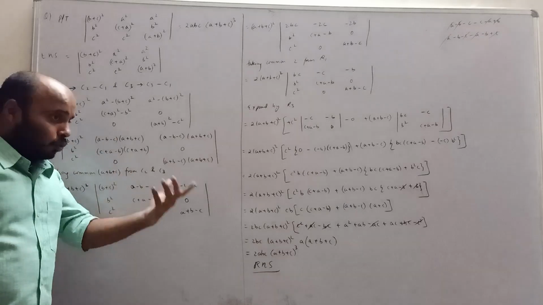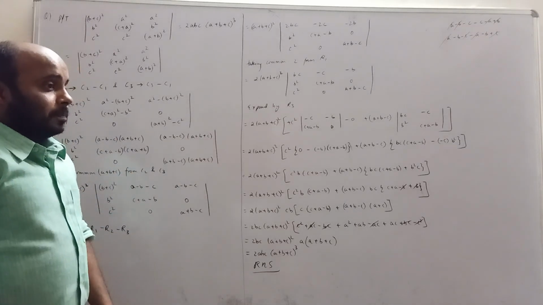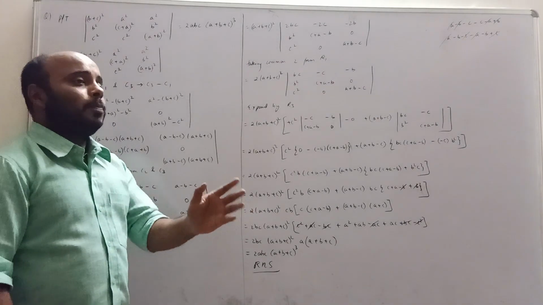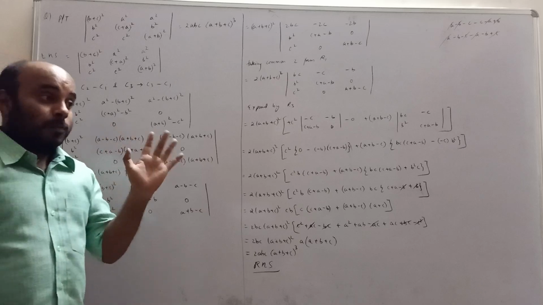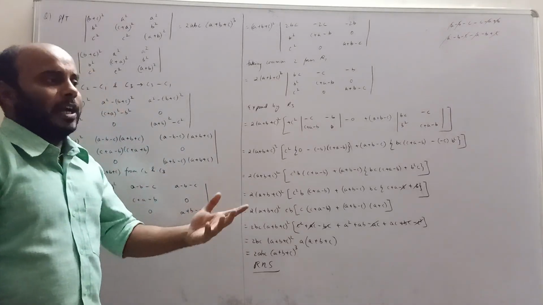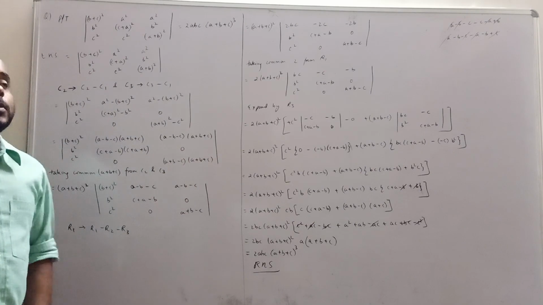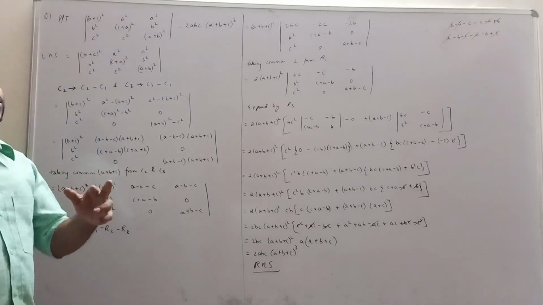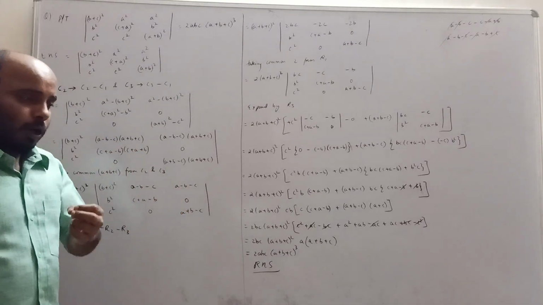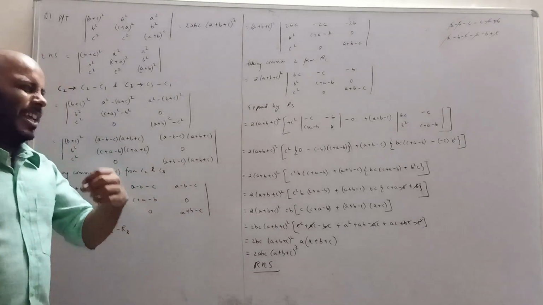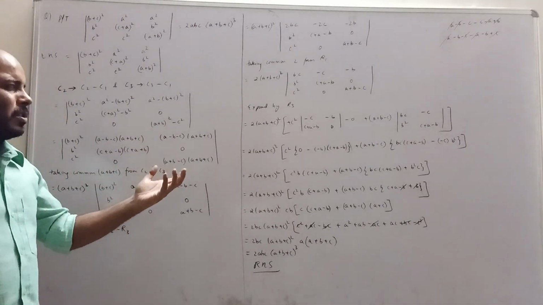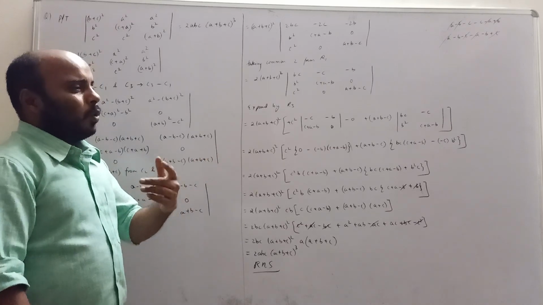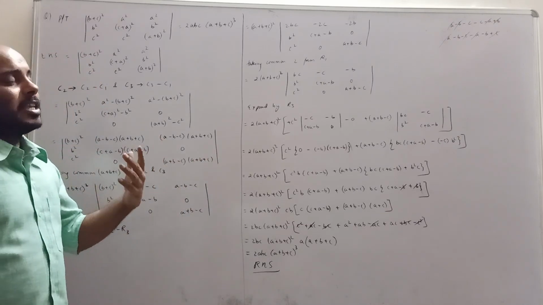For example, we have a prove that question. They say using properties prove that, or simply they ask you prove that. What I have told you is that my job is to make 1 1 1, then 2 zeros in any one row or any one column, and then you expand. While expanding, we see whether to take out common or not, to make it simpler. Taking out common is the only way; the aim is to make the expansion simpler.